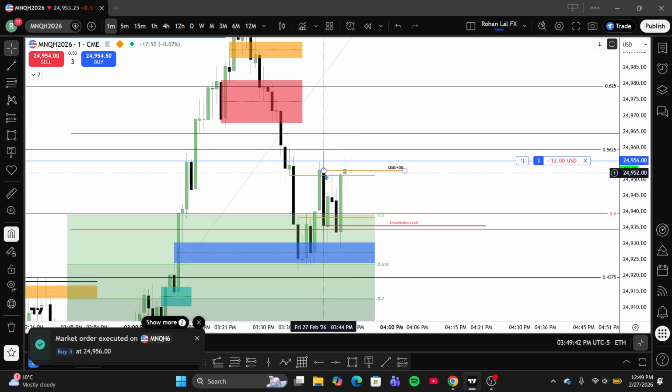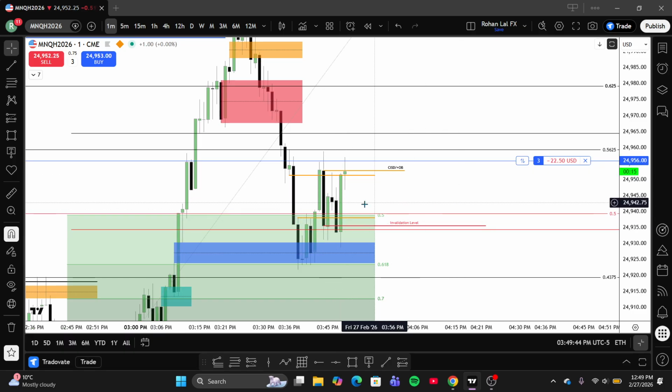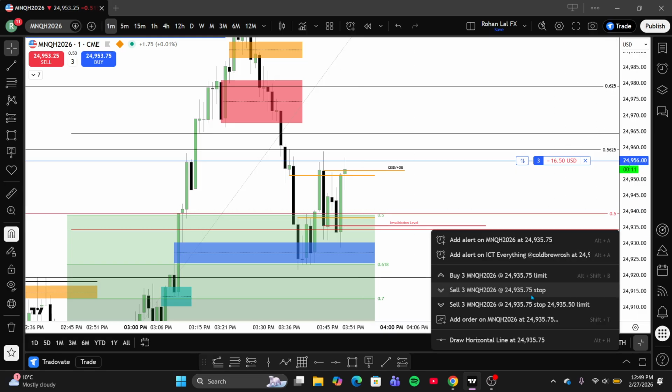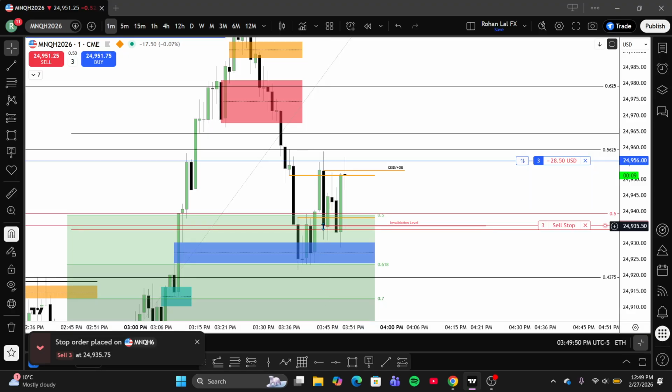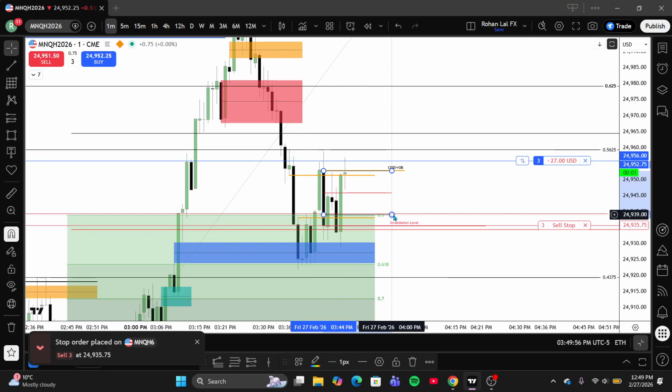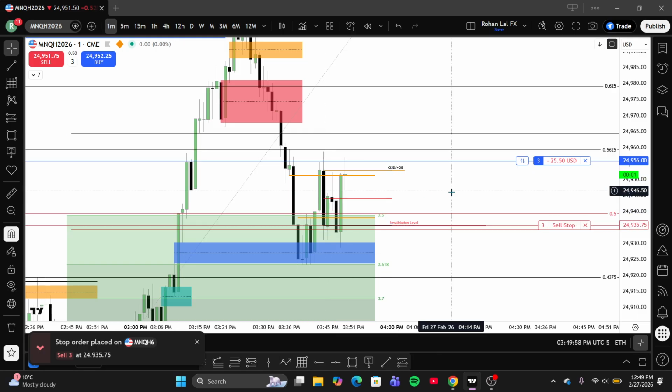I need to see this down close candle acting as support. I need to see these two down close candles acting as support. My invalidation is going to be a closure below this down close candle. I'm going to measure the mean threshold. I do not want to see price trade below that.